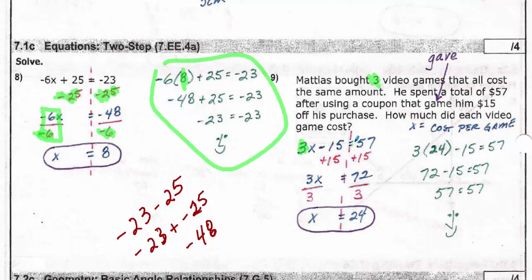So we take away the 15. We get $72. We divide that by 3. Each game was originally $24. Now, he didn't have to pay $24 a game because he had that coupon. But each game was originally $24. And then take that $24, put it in, and we find out that he had exactly that $24 a game.